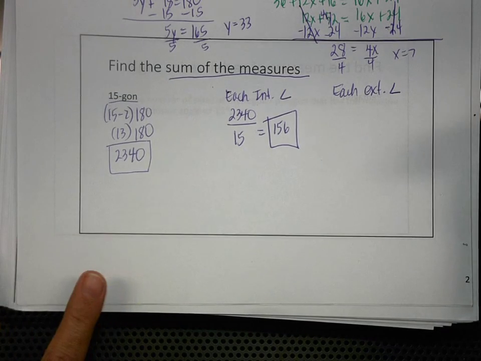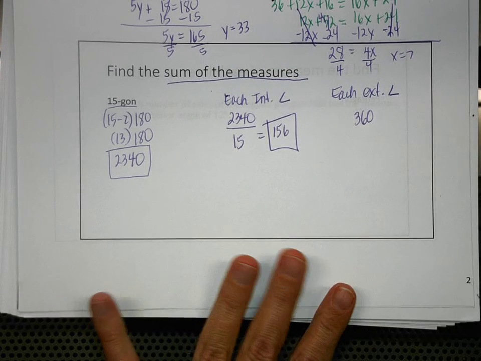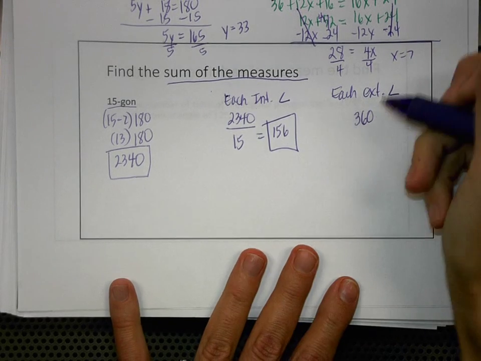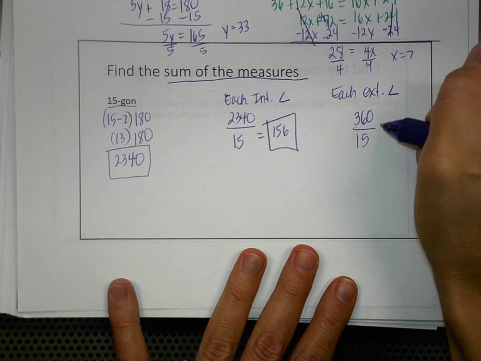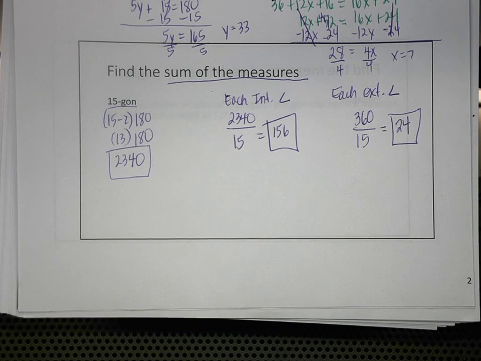Exterior angles are always the easiest to find. Each exterior angle, all of the angles on the outside of a figure add to 360, and you just divide by how many sides. So we're going to divide by 15, and that equals 24. If I asked you, and there's a test question that actually asks this, what is the sum of all of the exterior angles on a 15-gon? What would that answer be? 360, right? If I said what was the sum of all the exterior angles on a 52-gon, the answer would still be 360. Okay, so just be careful of that. Make sure you read the questions.